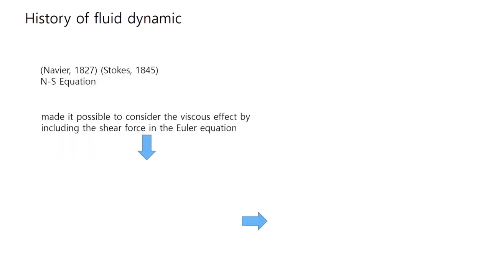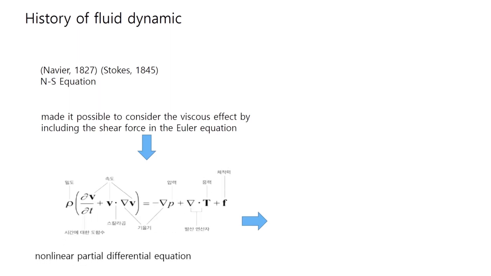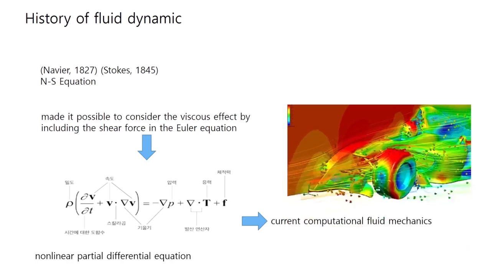It was the Navier-Stokes equation in the 18th century that solved this problem. The Navier-Stokes equation made it possible to consider the viscous effect by including the shear force in the Euler equation, and solved d'Alembert's paradox. But because the Navier-Stokes equation is a non-linear partial differential equation, it was so complex that it couldn't get a general solution. And as a result, it developed into the current computational fluid mechanics.